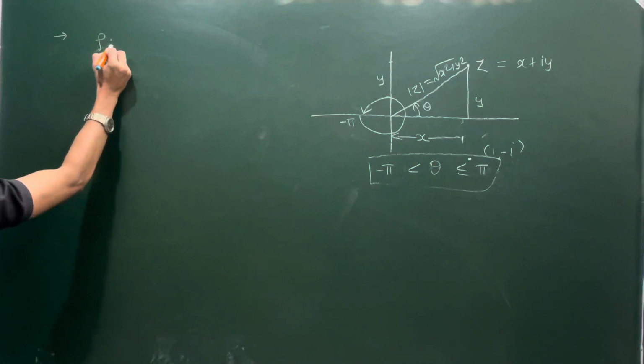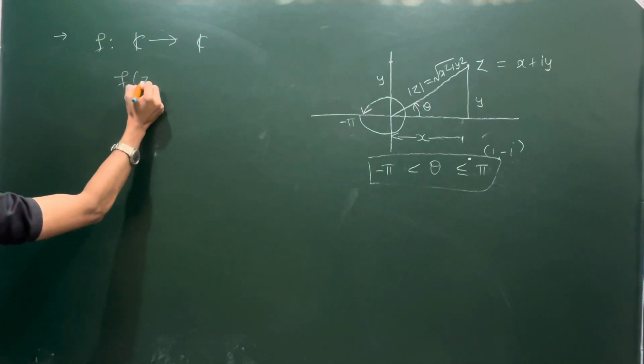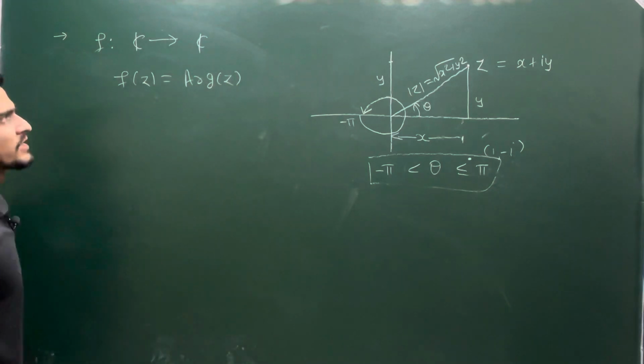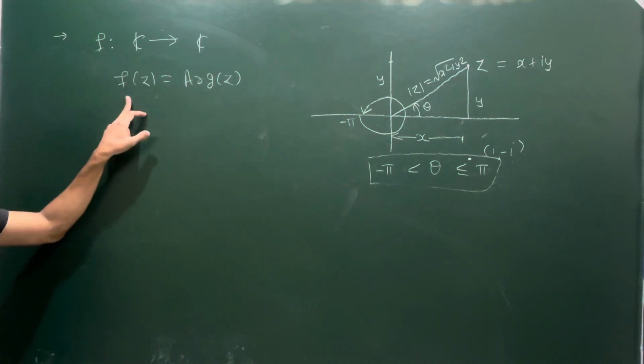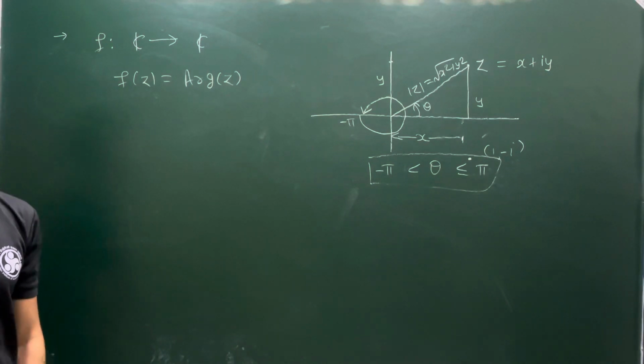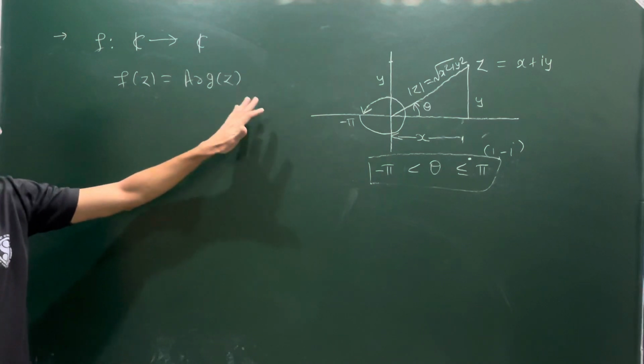Suppose f is a function from complex to complex. I am sending f of z to argument of z. What is the domain for the function f on which this f is continuous? This you may get in your interview also. This is a very basic question.